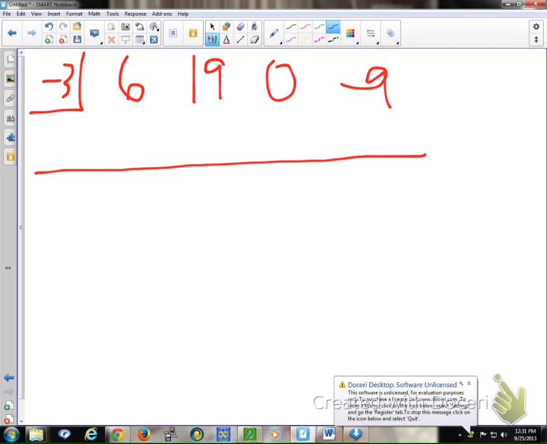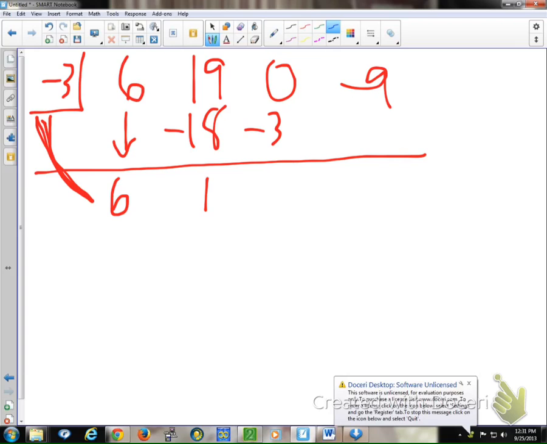Matt, what's the first step to a synthetic division problem? Very good. Bring down what's right there. What's the next step, Corey? It's 6 and 19. What do I do? You multiply. 6 and negative 3. Then I add. Then I multiply again.